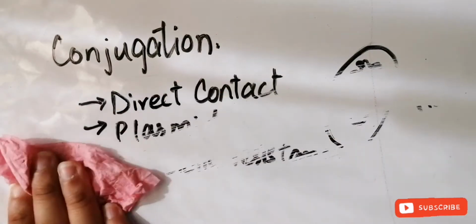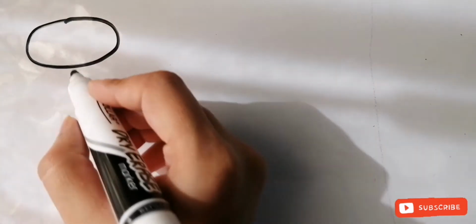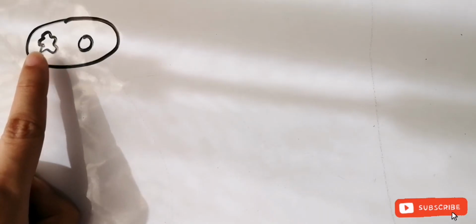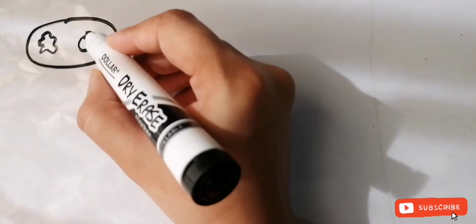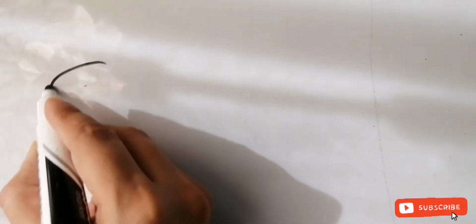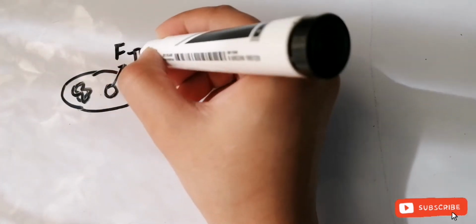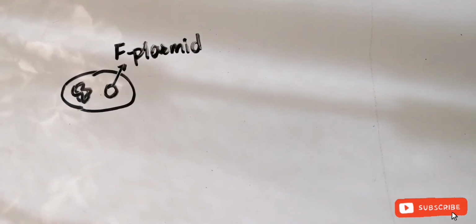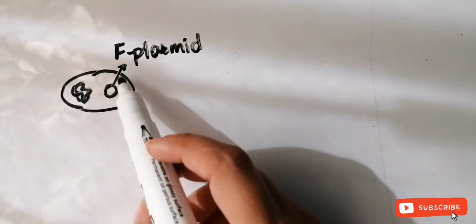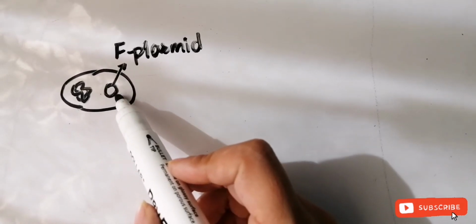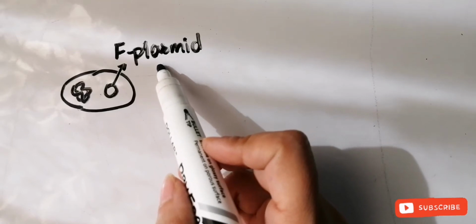Let's talk about the process of conjugation. Consider this as a bacterial cell. This is the bacterial chromosome, the normal bacterial chromosome, and this is the plasmid. In some bacteria, there is an F plasmid. F is the abbreviation of fertility. We can call this the fertility plasmid. F stands for fertility. Some of the bacteria contain the F plasmid. Other bacteria contain only a simple type of plasmid.